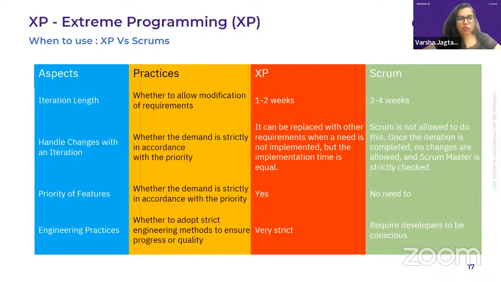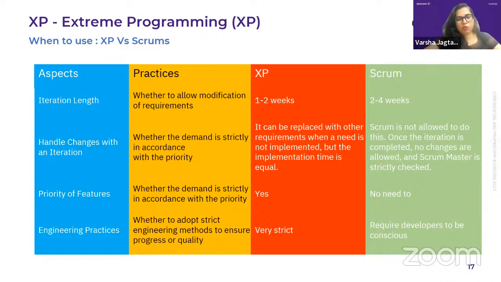Priority of feature: whether the demand is strictly in accordance with the priority. XP is yes, no need to. So what do we mean when the demand is strictly in accordance with the priority? I mean, this practice will be implemented only when we have something which needs to be delivered rapidly and the customer asks us to do that. So yes, demand is strictly in accordance with the priorities.